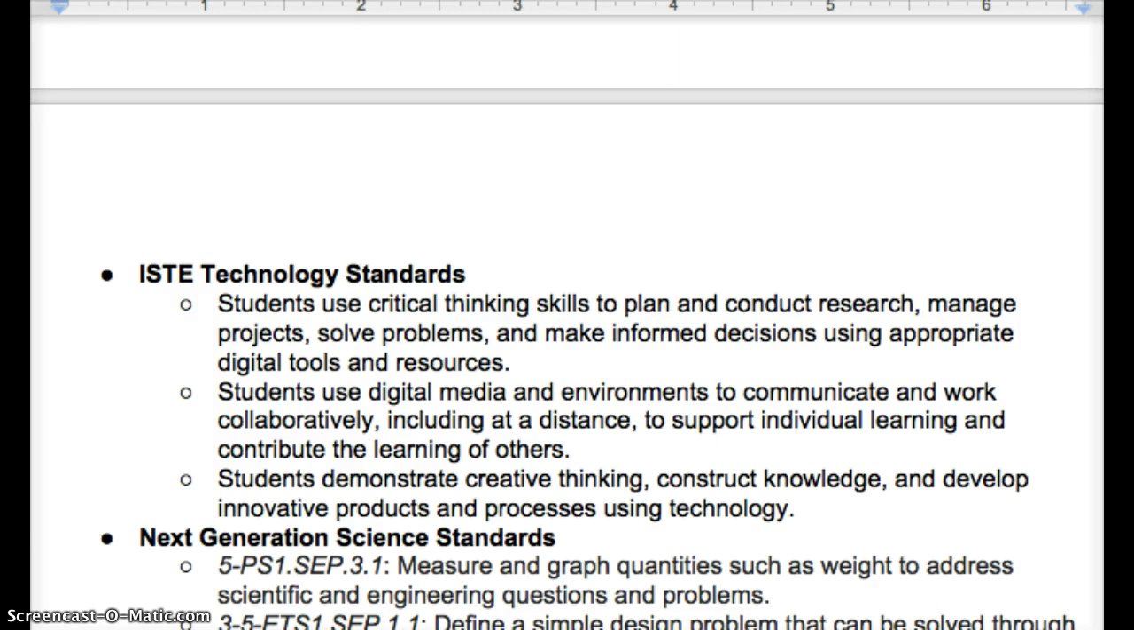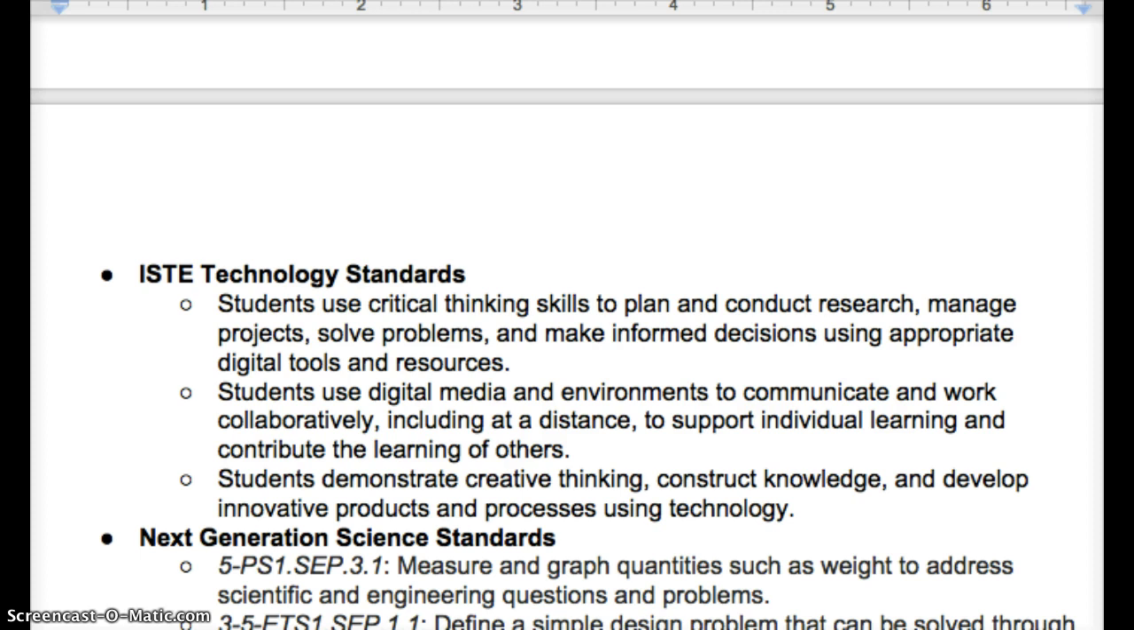So not only would they be selecting the technology to use to gain information about their topic, but they would also be using digital tools to keep track of that information as well. Students will use digital media environments to communicate and work collaboratively, including at a distance, to support individual learning and contribute to the learning of others. Like I mentioned, STEM is extremely collaborative.